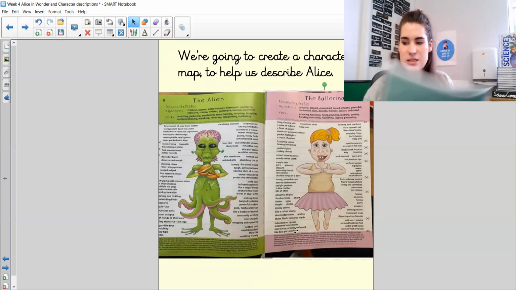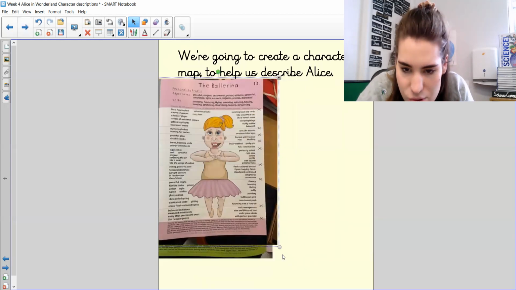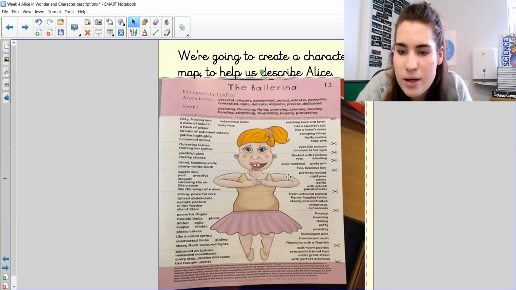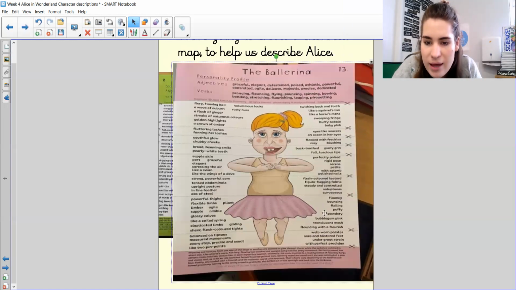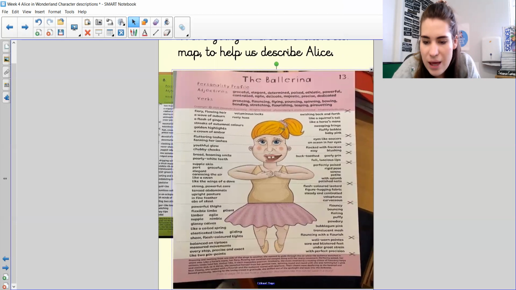So we're just going to have a look at a little example here. This one is a ballerina. I'm just going to make her a bit bigger so you can read it and make myself a little bit smaller so I'm not in the way. We can see our ballerina has been split up into all of her different parts. We can see the lines going across, and in each part, some language has been used to describe what you can see. For example here, we can see her hair, and it has been described as fiery flowing hair, a wave of auburn, a flash of ginger. She's got a fluffy bubble that's baby pink. She's got a sweeping fringe. So there are lots and lots of words and phrases here that describe just her hair.